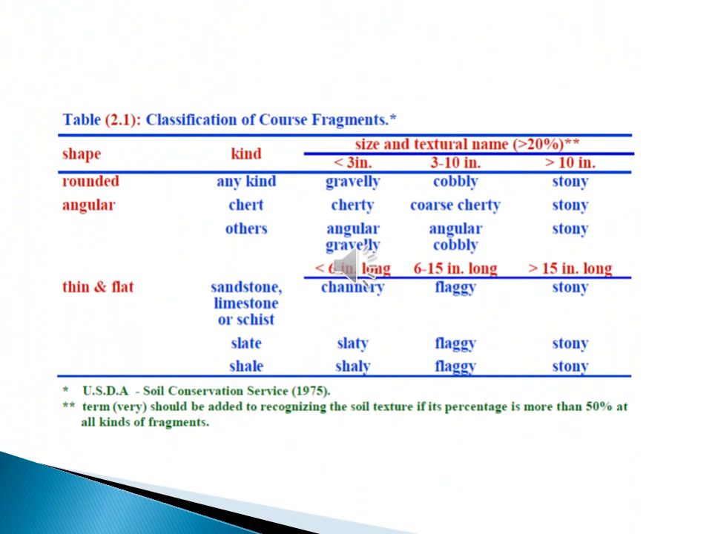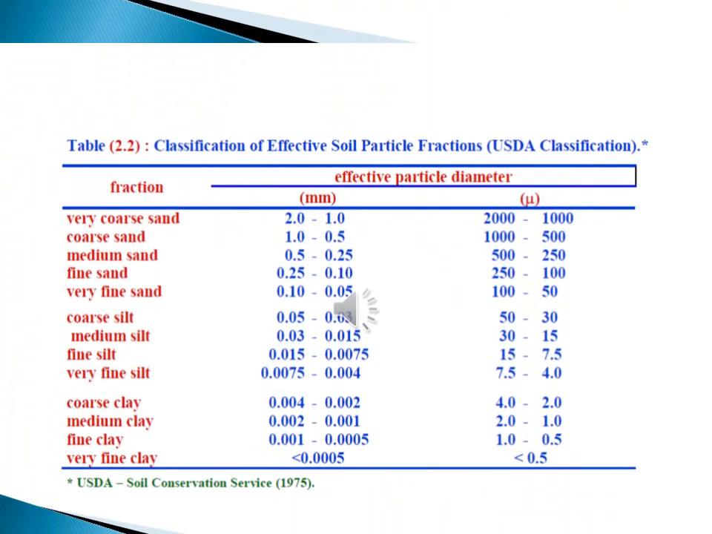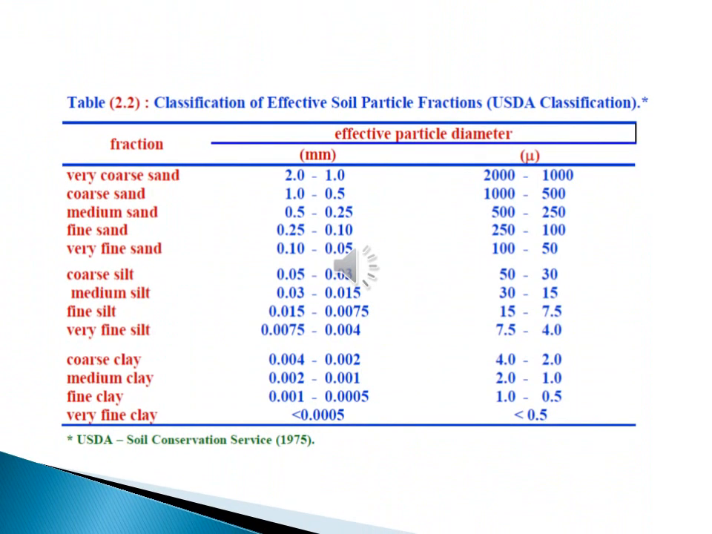Table of classification of coarse fragments. Please note that the size and textural name depend upon the shape and the kind of fragment. Table of classification of effective soil particle fraction, USDA classification. Please look at the fraction name and its effective particle diameter in both millimeter and micron.